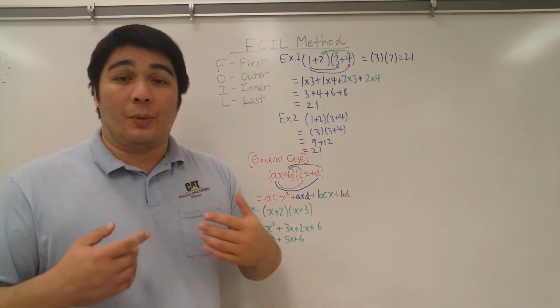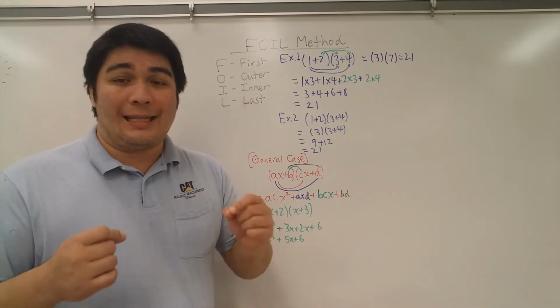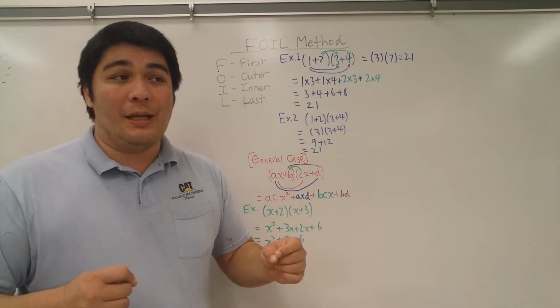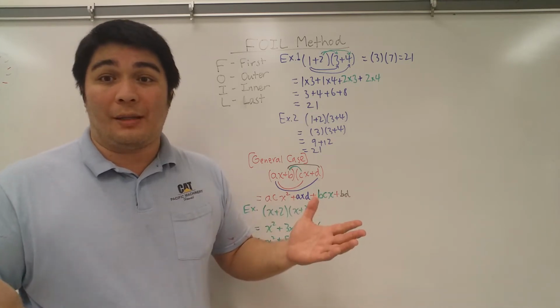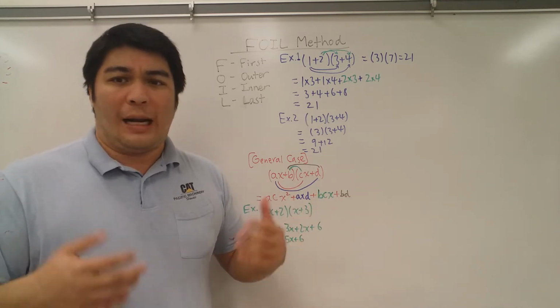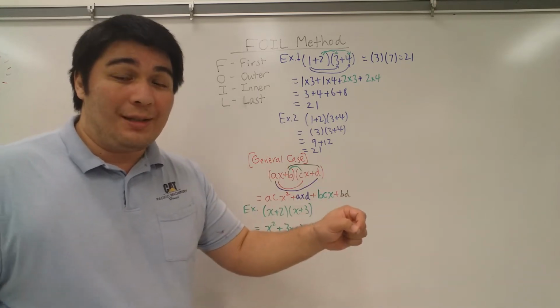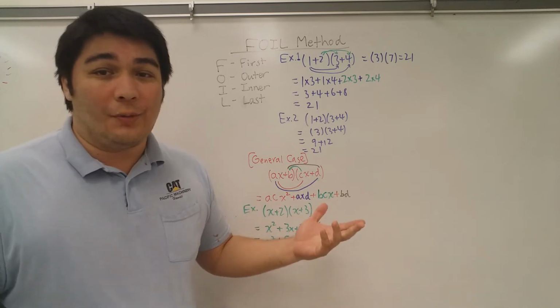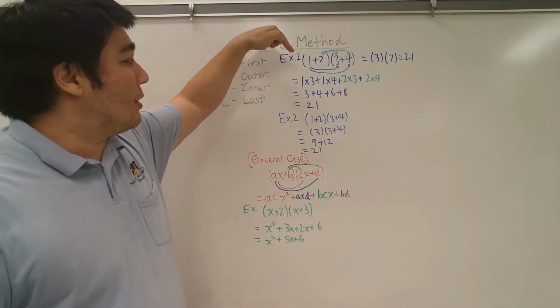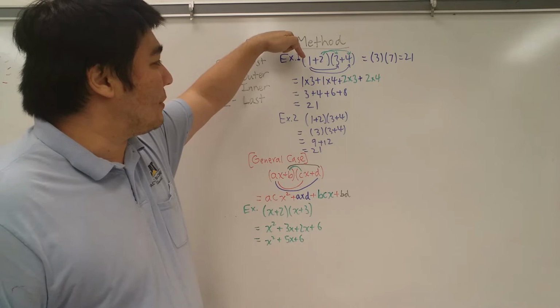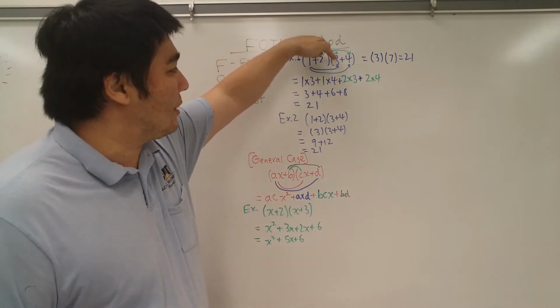So that's why it's a great ground to test out the FOIL method, because you can make whatever method you want. You could call it frying pan if you want to, but if it doesn't get you the result that you need, then it's not helpful. So let's take a look at it. So we say it's the first term. So the first terms get multiplied together.